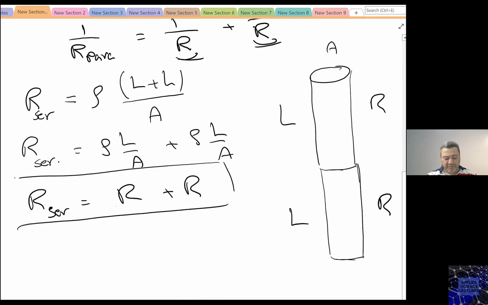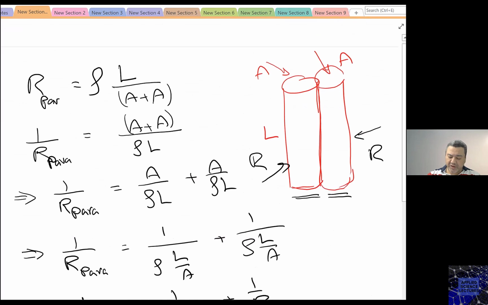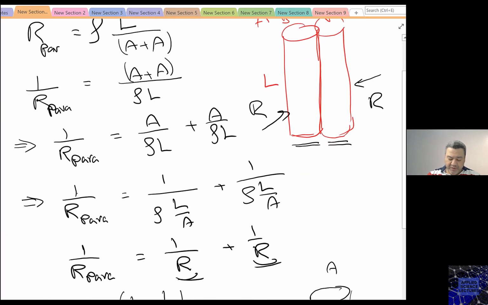This means if I have two resistors that are connected in series, the equivalent resistance would be the summation of those two resistors. If I have two resistors that are connected in parallel, the inverse of the equivalent equals the summation of the inverses of those two resistors.